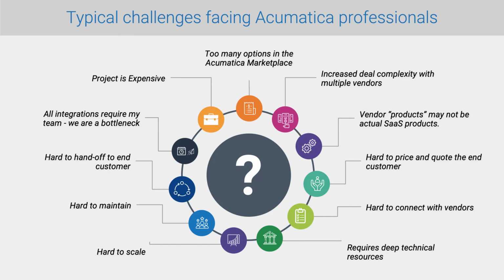For each point-to-point connector, there are many options in the Acumatica marketplace. You're dealing with many vendors. Sometimes these products are offered by service companies that might be in competition with you. You start adding quite a bit of deal complexity. Now you're getting more deal resources. It becomes harder to hand off to the customer. And ultimately, it adds quite a bit of time and expense to the project that makes it harder for you to complete your deals and affects your own bottom line.